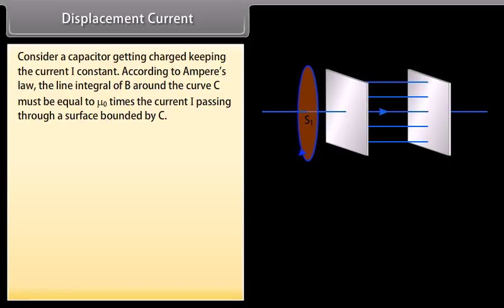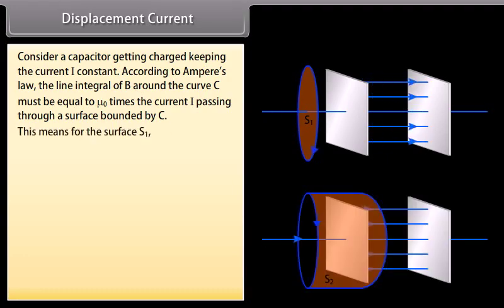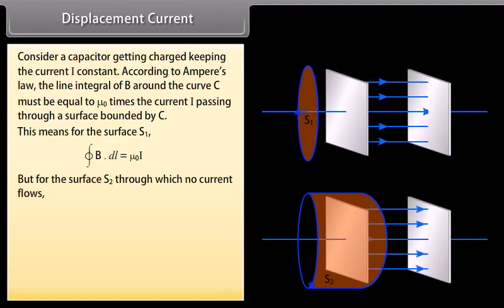According to Ampere's law, the line integral of B around the curve C must be equal to mu naught times the current I passing through a surface bounded by C. This means for the surface S1, the closed integral of B dot dl is equal to mu naught I. But for the surface S2, through which no current flows, the closed integral of B dot dl is equal to 0. It means there is an inconsistency.